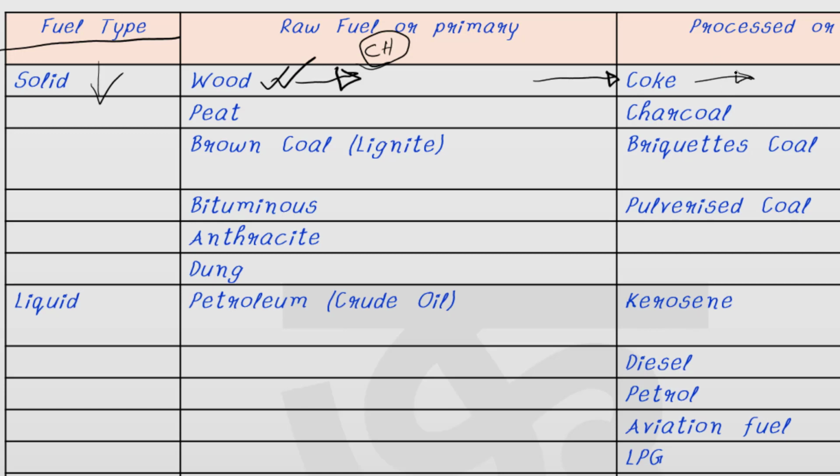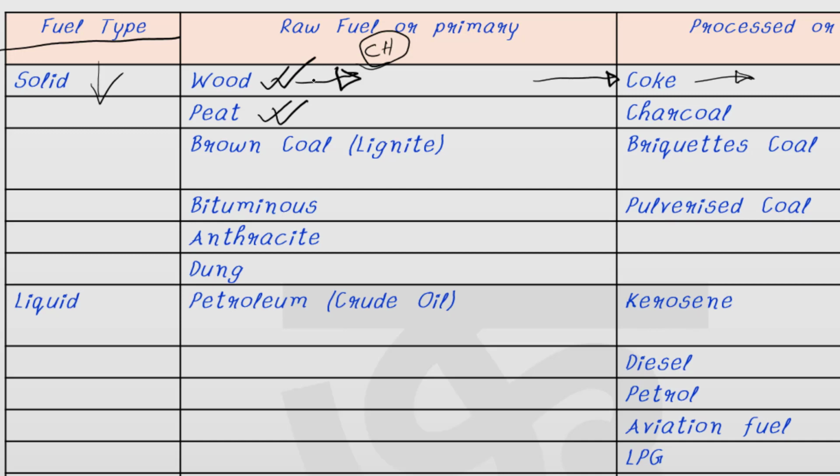That means the carbon and hydrogen components will remain there, but the moisture and some other parts will be removed, and that is basically the wood. Now there is another example of solid fuel that is called peat.